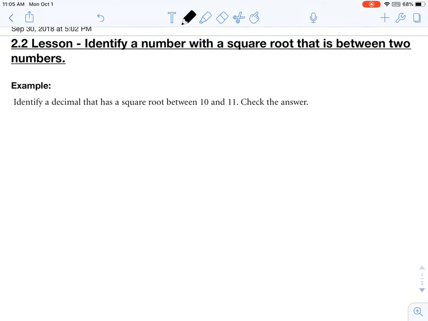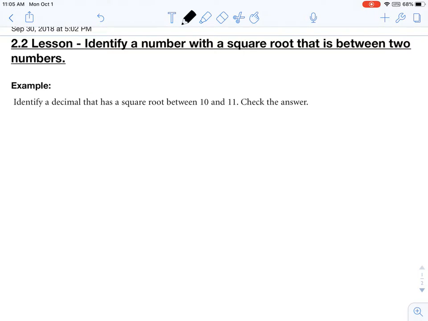All right, so in this lesson, we want to identify a number with a square root that is between two numbers. So ideally, you're going to get two numbers, and you want to find a number that after square rooting it, falls in between these two numbers. So we'll go through one example.